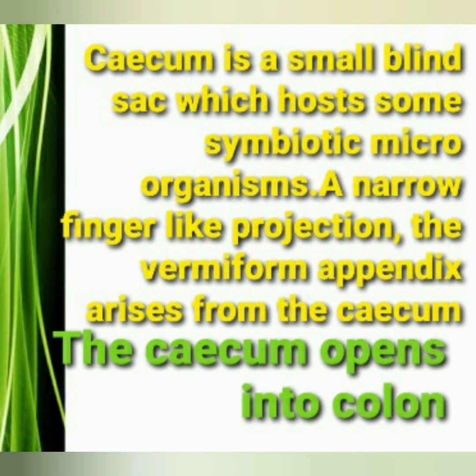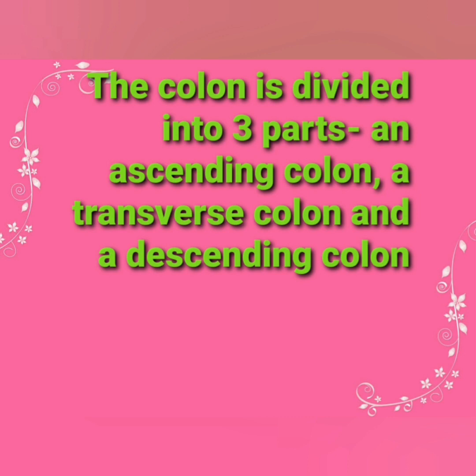Cecum is a small blind sac which hosts some symbiotic microorganisms and a narrow finger-like projections. The vermiform appendix arises from the cecum. And the cecum opens into next part, namely colon. Colon is again divided into three parts, namely an ascending colon, a transverse colon and a descending colon.